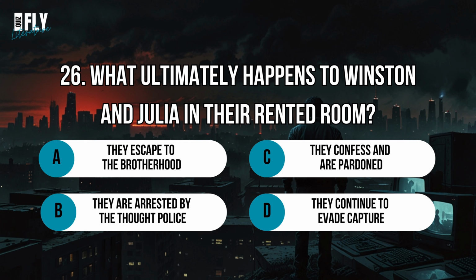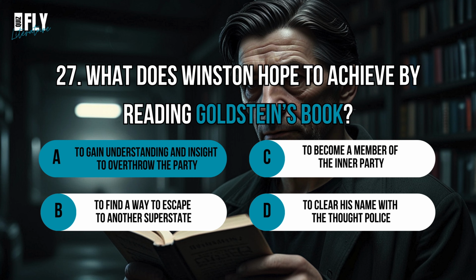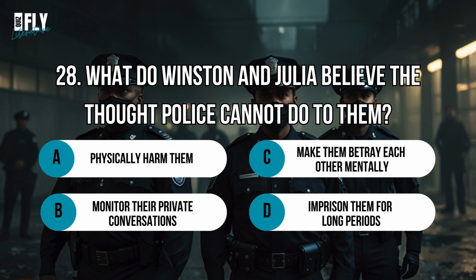What ultimately happens to Winston and Julia in their rented room? They are arrested by the thought police. What does Winston hope to achieve by reading Goldstein's book? To gain understanding and insight to overthrow the party. What do Winston and Julia believe the thought police cannot do to them? Make them betray each other mentally.